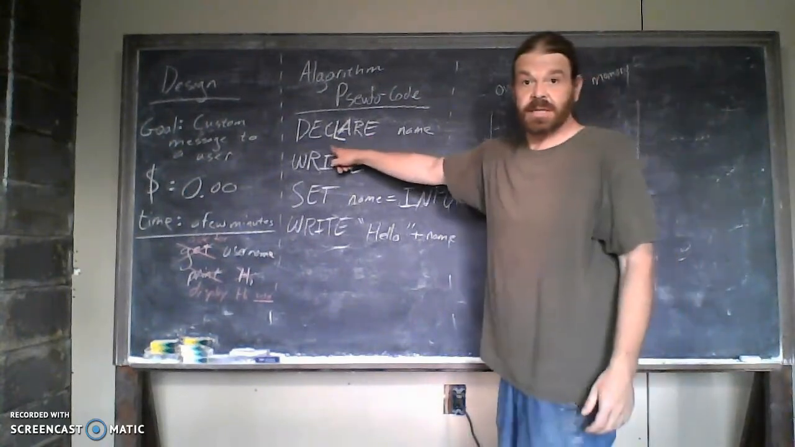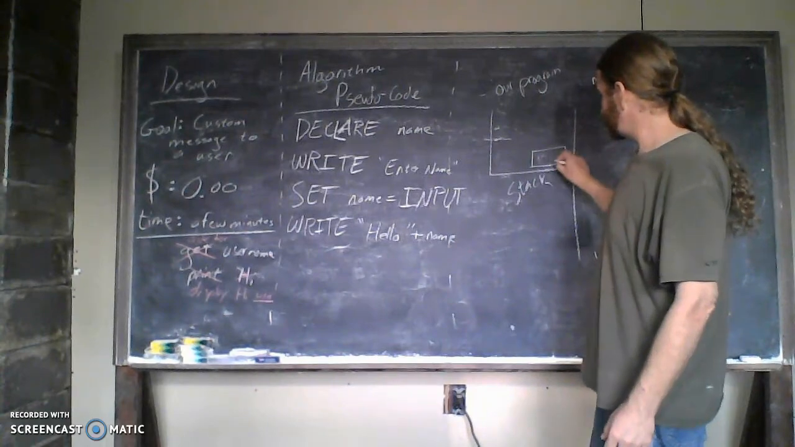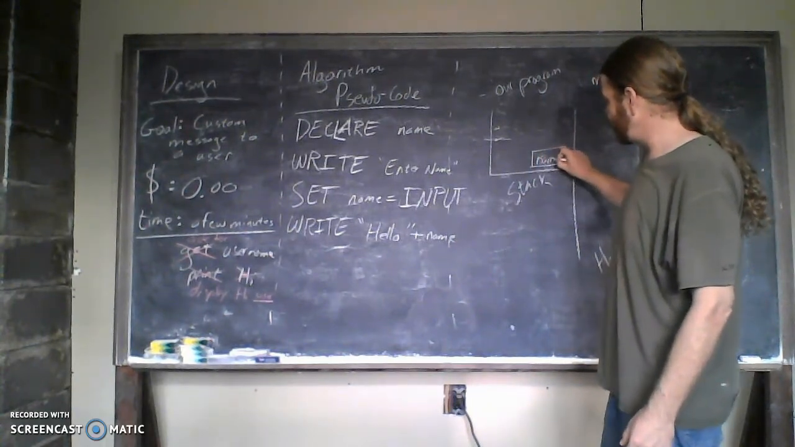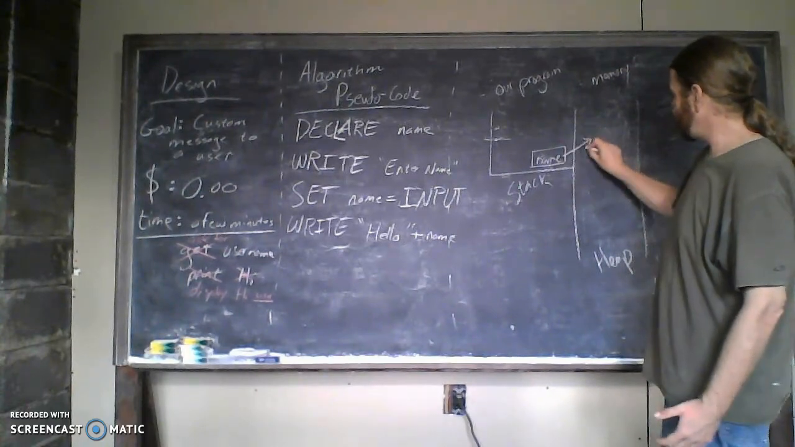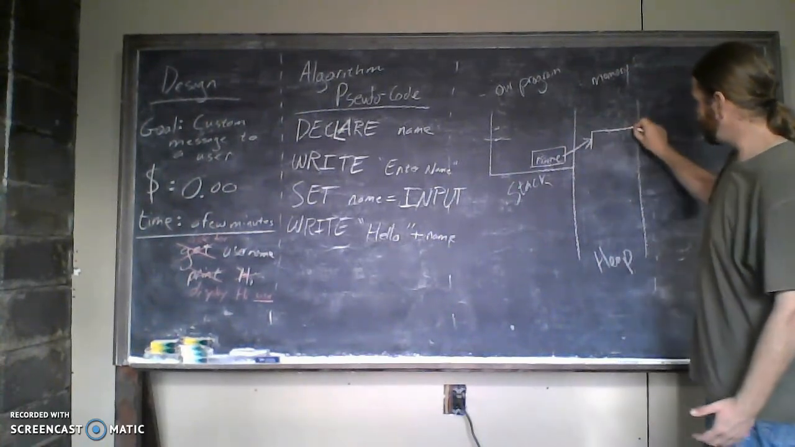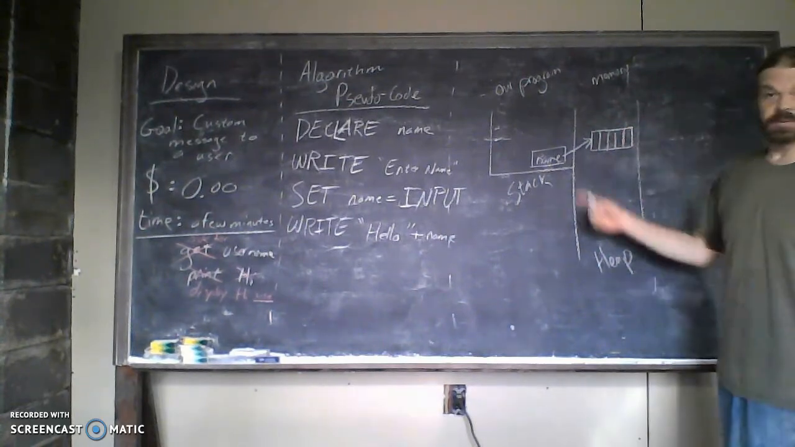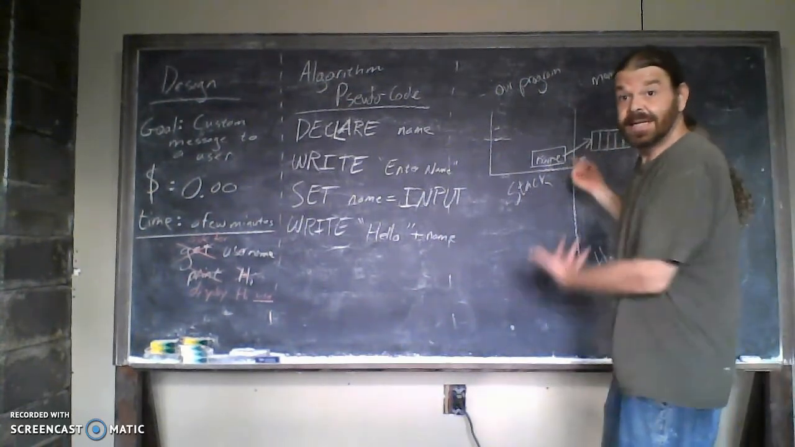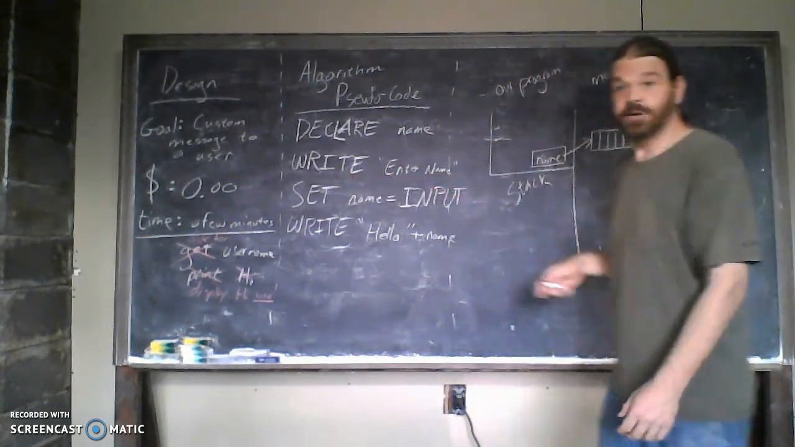So this first thing said, declare a spot in memory, call it name. So in our code, we set up this variable that we're going to refer to as name. And the computer gave us a block over in memory to put that in. Just a chunk of data. Right now it's sitting there empty.